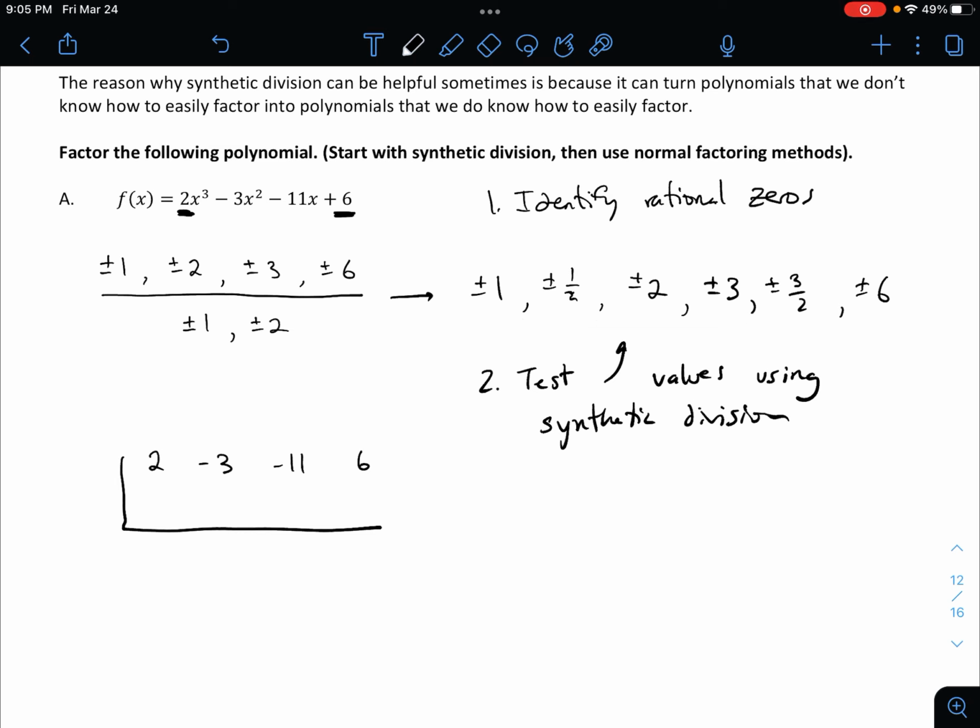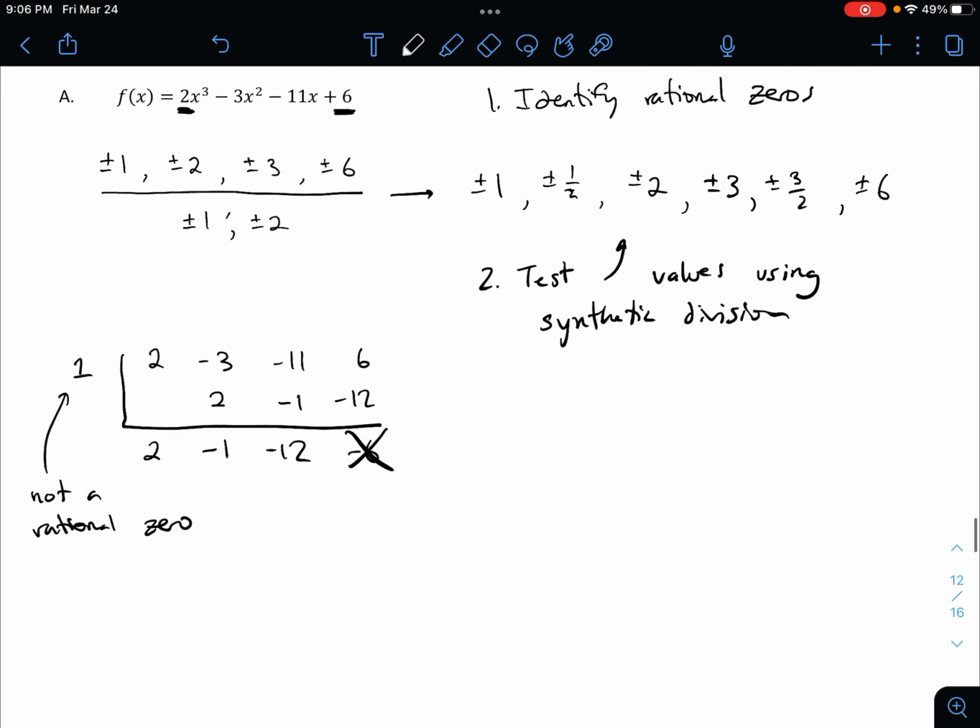I like to start with the easier ones and then kind of work my way across. So I'm going to test out a 1 to start. And then how synthetic division goes is we bring down the leading coefficient, and then we multiply. 2 times 1 is 2. Add these together to get negative 1, right? Multiply to get negative 1. Add these to get negative 12. Multiply these to get negative 12. Add these to get negative 6. Now, whenever you have a remainder here, you know that this is not going to be a rational zero. So 1 is not a rational zero.